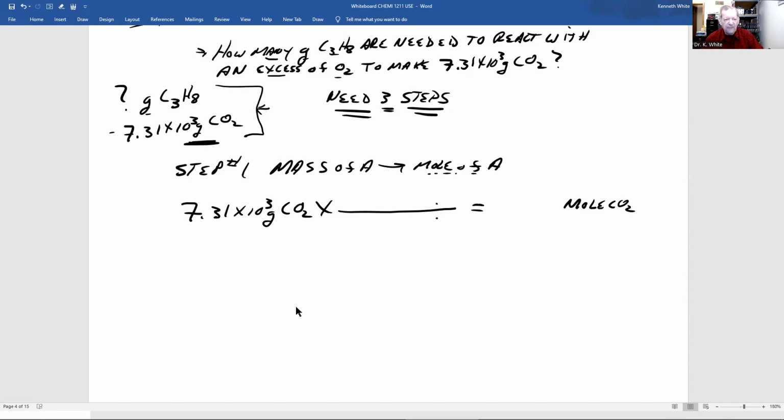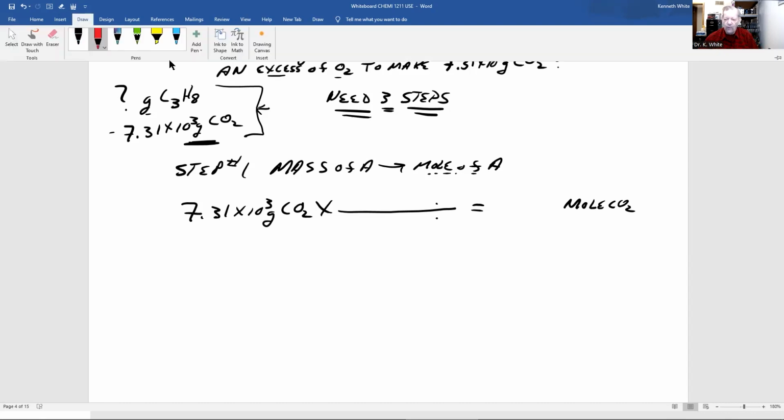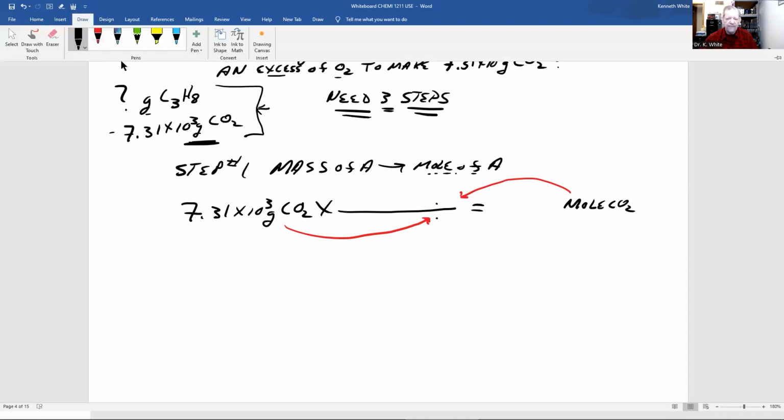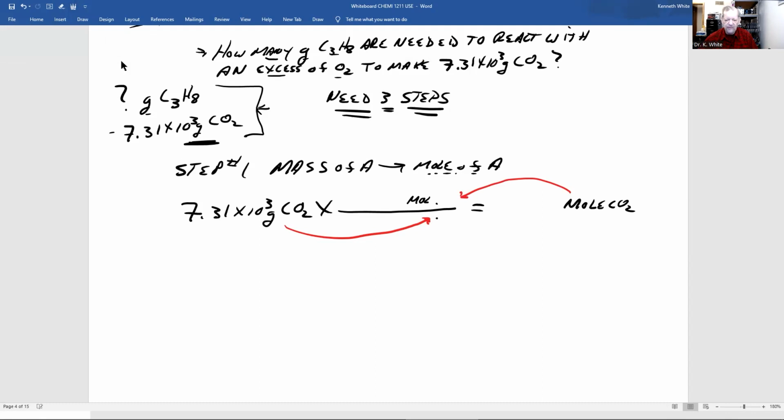It's time to use your good buddy, your good friend, unit analysis. And whatever we're trying to get to goes on top of the ratio, unit-wise. Whatever we're trying to get rid of, we don't want those units in our answer, we put at the bottom of the ratio. And this would be moles of CO2, grams of CO2. And where do we get a relationship of grams of a compound to moles of a compound, or moles of a compound to grams of a compound?